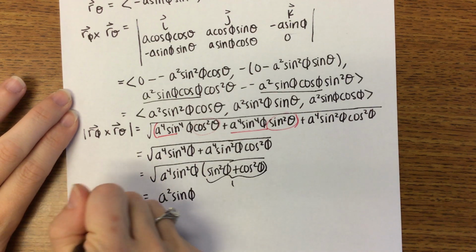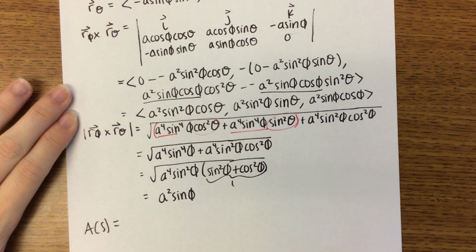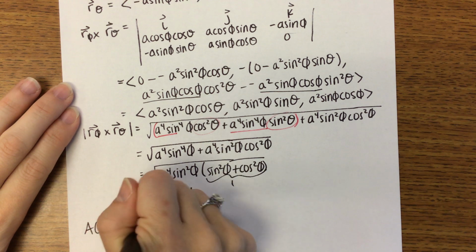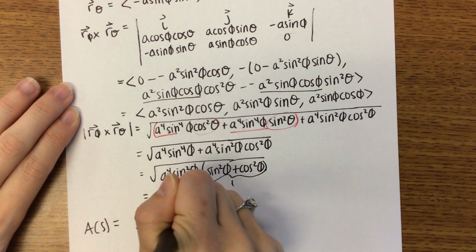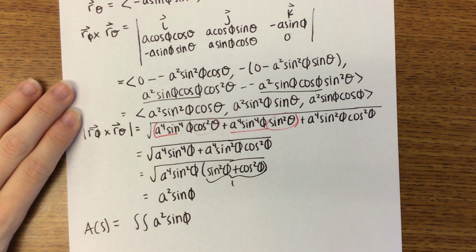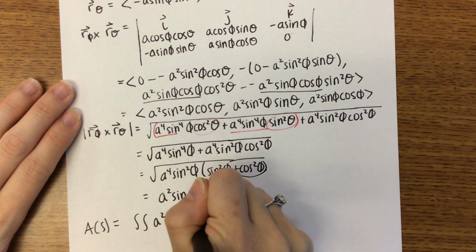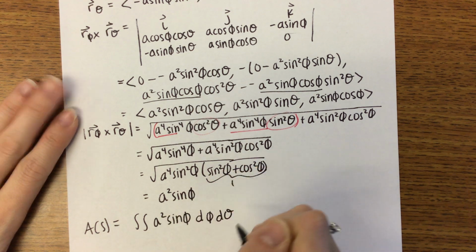Okay, so then finally we can set up our integral. This is going to be a squared sine of phi, and then we have d phi d theta.